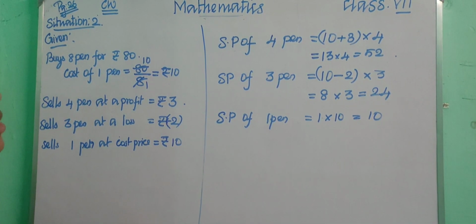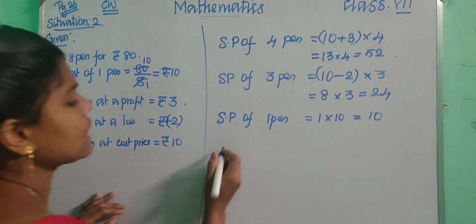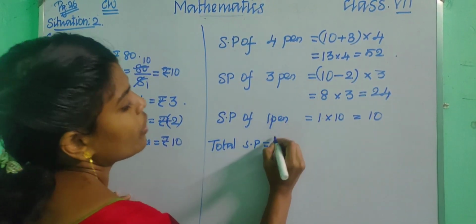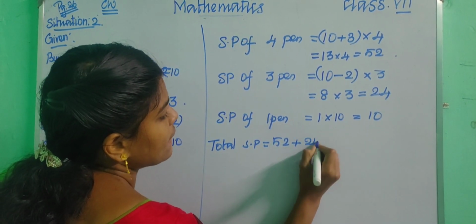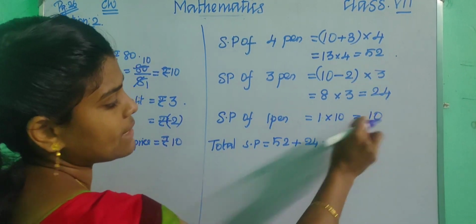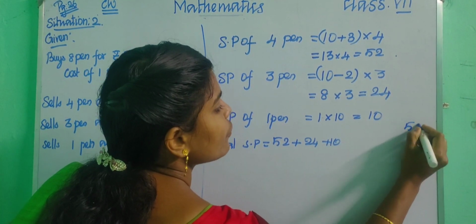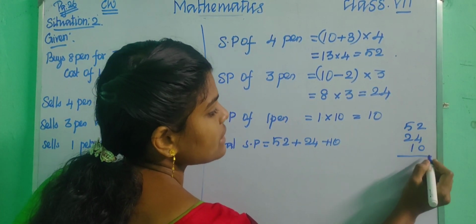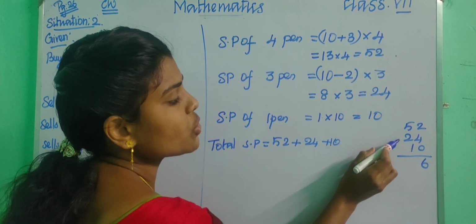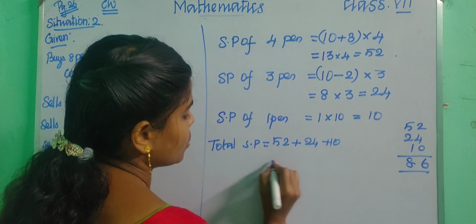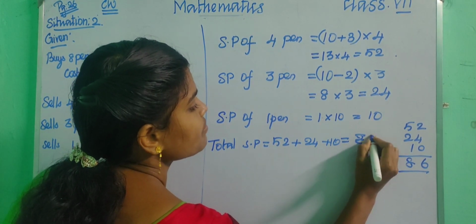Okay, children. So now we can add, right? So we can find the total selling price. Total selling price equal to 52 plus 24 plus 10. Now add. 2 plus 4, 6, right? 5 plus 2, 7. 7 plus 1, 8. That is 86. So the total selling price is rupees 86.